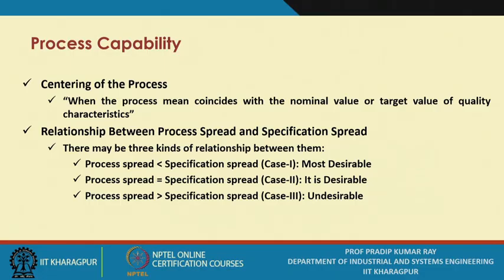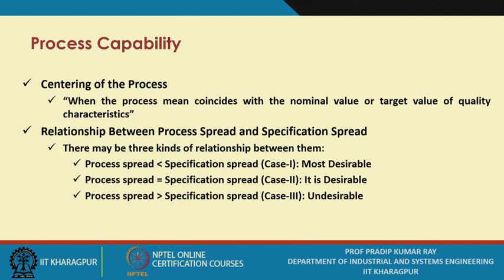So what is the specification spread? The specification spread is basically the distance or the difference between USL and LSL, so USL minus LSL. Now there may be 3 kinds of relationship between them. The first one is, see, the process spread is less than the specification spread. So this is case 1.